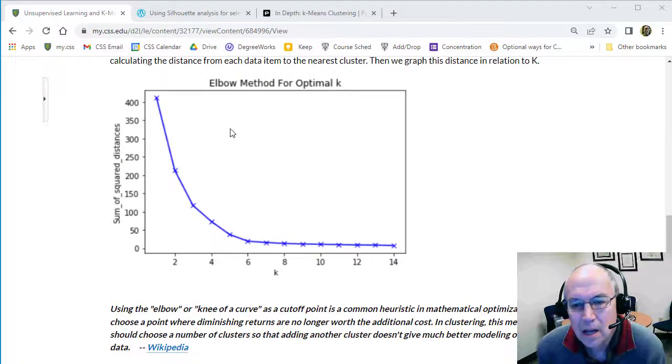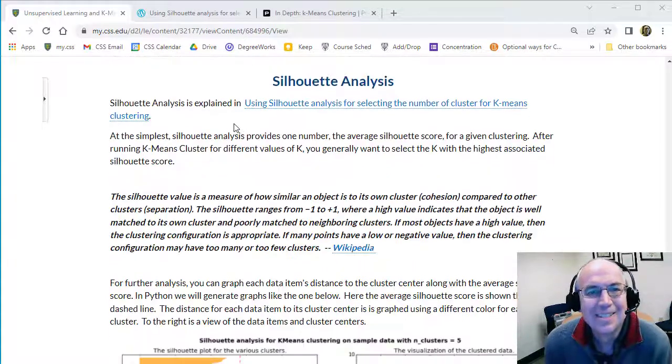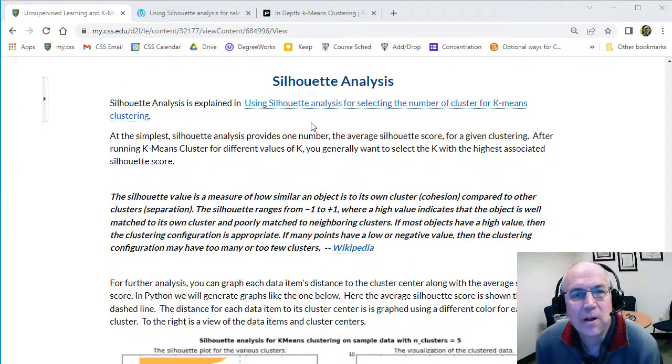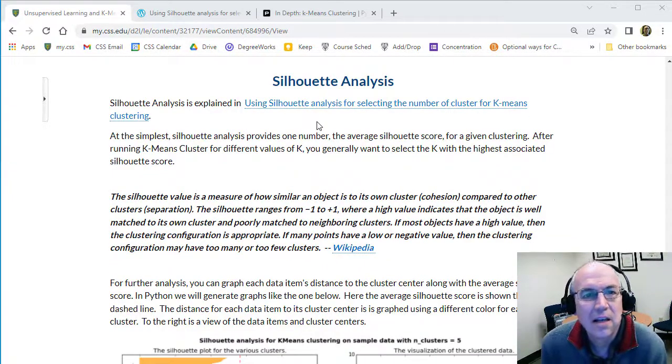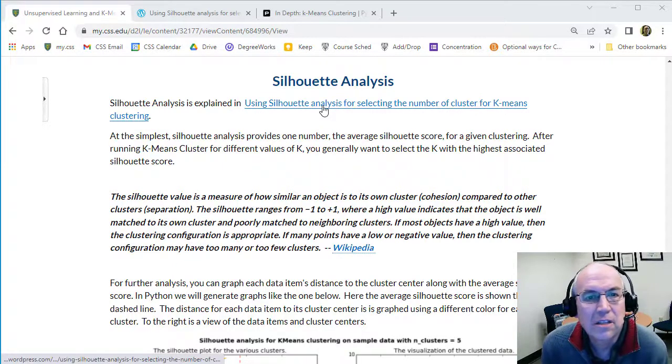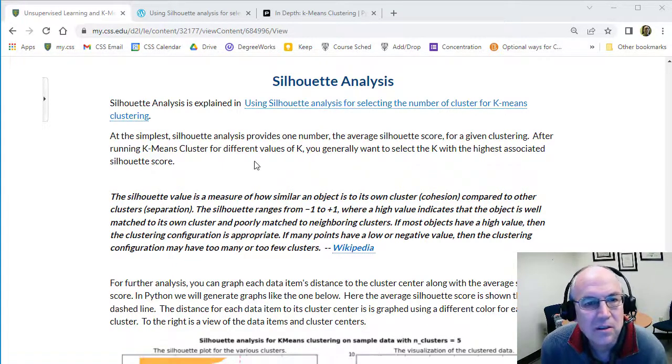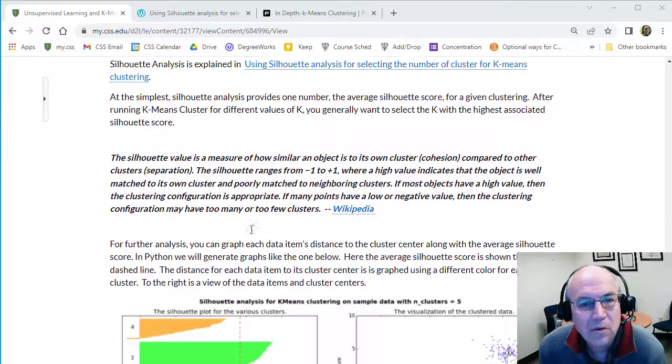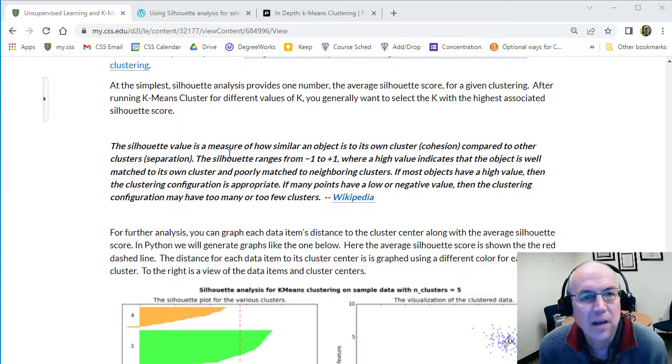All right. A more detailed analysis is what is called silhouette analysis here. And there's this article on silhouette analysis for k-means clustering. So, and here's a quote from, again, Wikipedia talking about silhouette analysis. So it measures how similar objects are to its own cluster, so cohesion, compared to cluster separation here. We have a silhouette analysis.